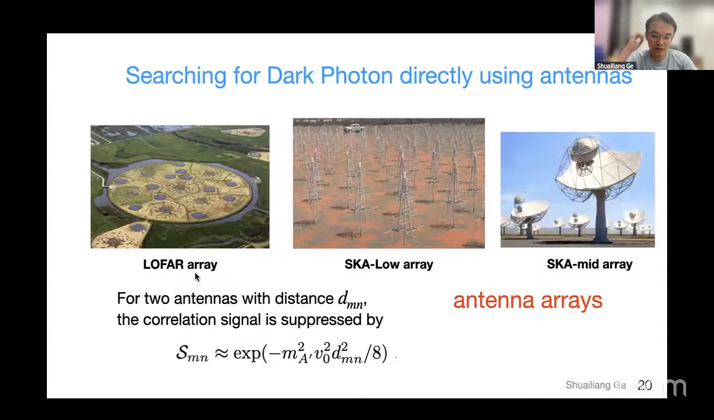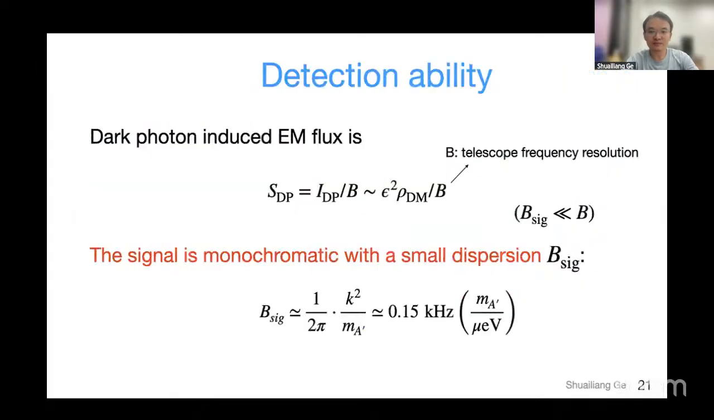We can similarly calculate the dark photon dark matter signal when they hit these arrays. And the feature is that the signal will be greatly suppressed if the distance between two antennas is larger than the dark matter wavelength. Okay, so next I will talk about the detection ability of radio telescopes.